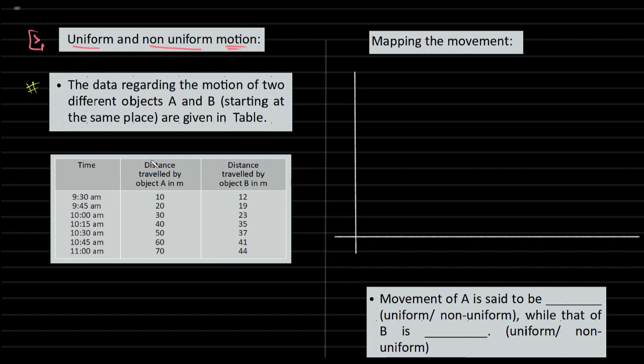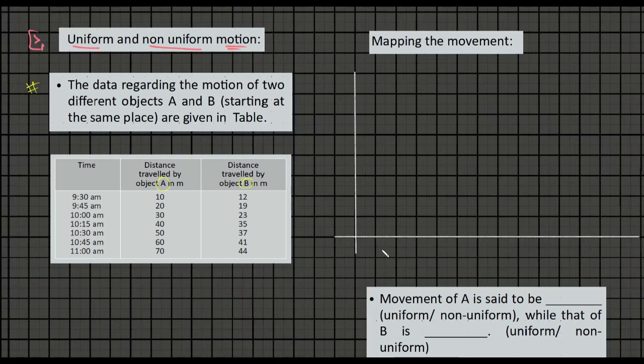So here I have a data. The data is regarding the motion of two different objects A and B, starting at the same place. Both are starting at the same place, so at the same time, right? So let's map this data and try to figure it out.